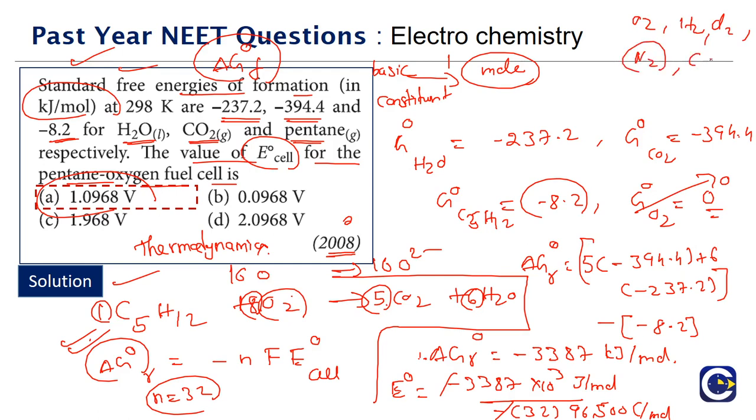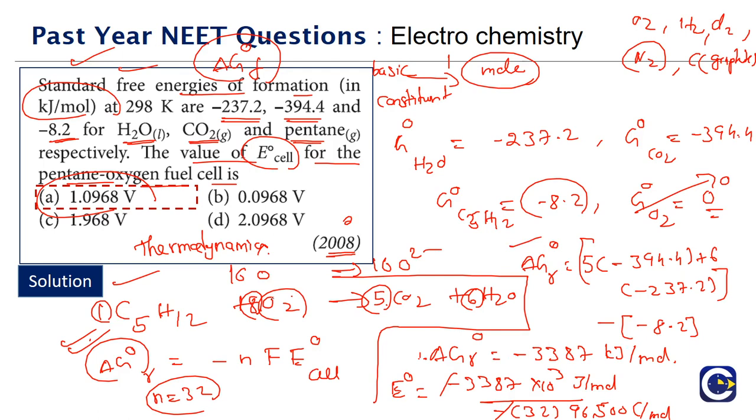these are what? Carbon, graphite. All these are the basic form, basic constituents. All of their free energy values at standard state are taken as 0. That is the difference. So we get the del G naught value for the reaction, and del G naught will be equal to minus NF into E naught cell.